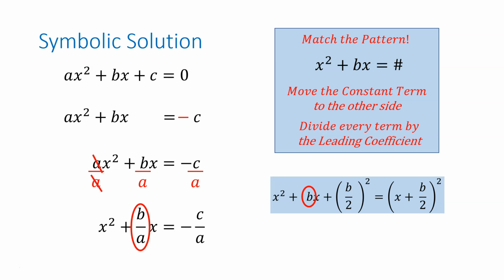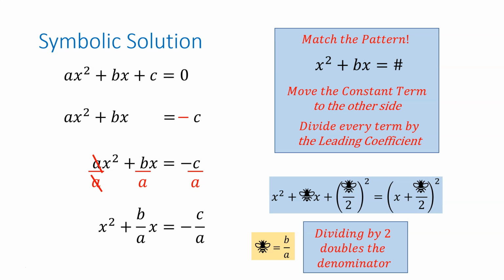We immediately see a problem. In the pattern, we see the symbol b, but this is not the same b as in our problem. So let's use a different symbol. Instead of the letter b, let's use a bumblebee. That's better. According to this pattern, bumblebee is equal to b over a. Then using the fact that dividing by 2 doubles the denominator, we find that bumblebee over 2 is equal to b over 2a. We plug b over a and b over 2a into our pattern.